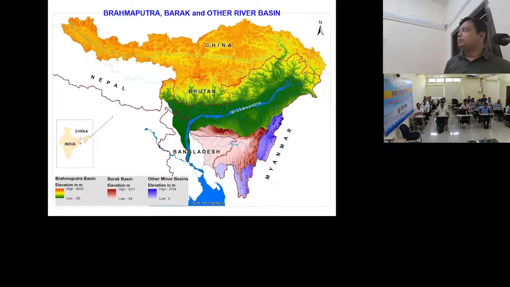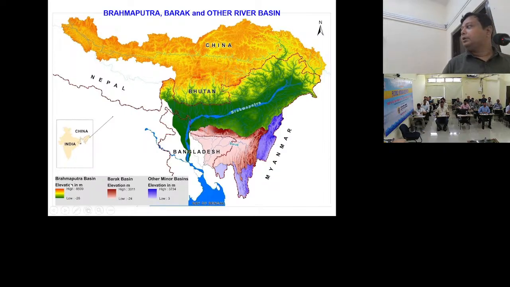So basin means, for this northeast, can anybody tell which are the basins in the northeast region of India? Brahmaputra and Barak. So if we go for basin level planning, as I have said, Brahmaputra Board goes in basin level planning, then there will be only two basins. One is the Brahmaputra basin, one is the Barak basin.